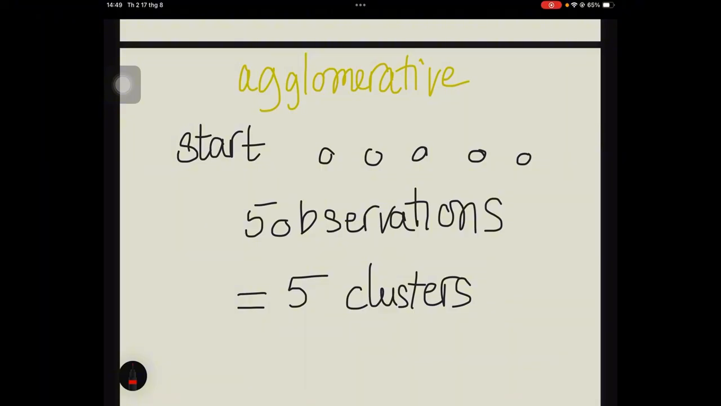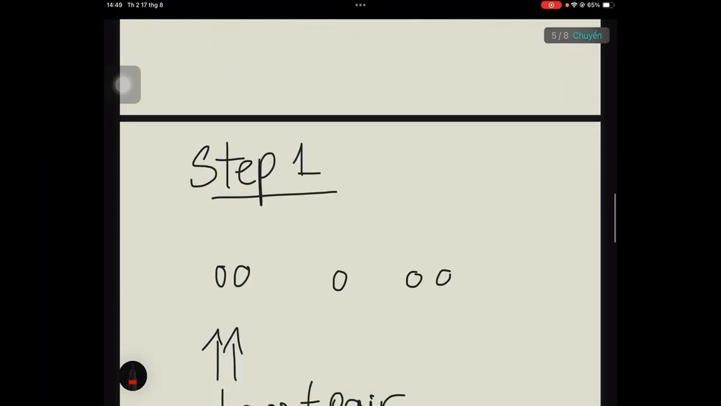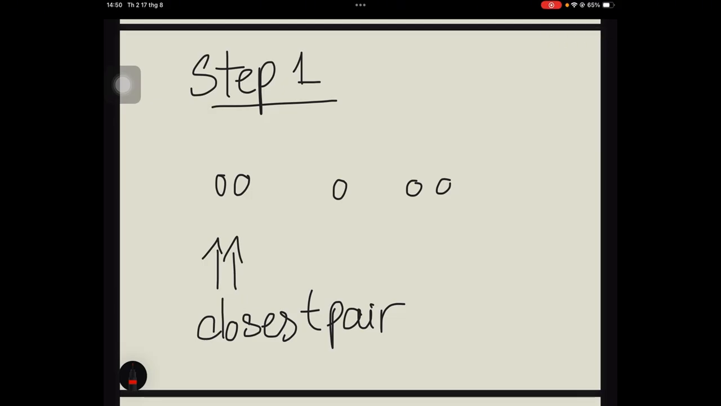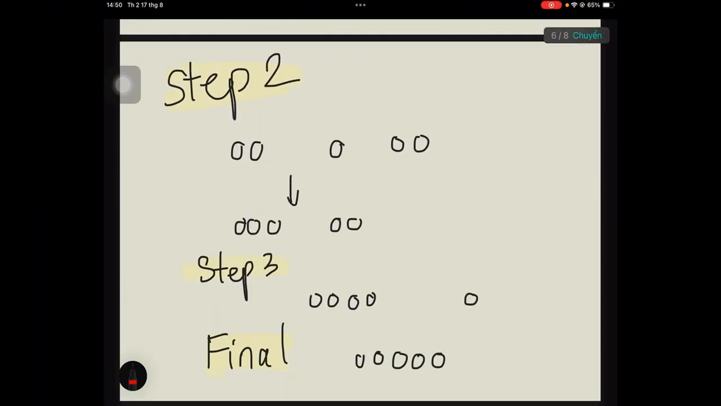Now the algorithm asks which 2 clusters are closest to each other. The algorithm calculates distance or similarity between the observations, then it identifies the 2 closest clusters. Those 2 clusters are merged. For example, perhaps observation A and observation B are the most similar. They become one cluster. Now we have 4 clusters instead of 5, and the process continues. The algorithm now looks at the remaining clusters. Again, it finds the 2 closest. It merges them, then it searches again and merges again. This process continues until eventually every observation belongs to one single cluster.